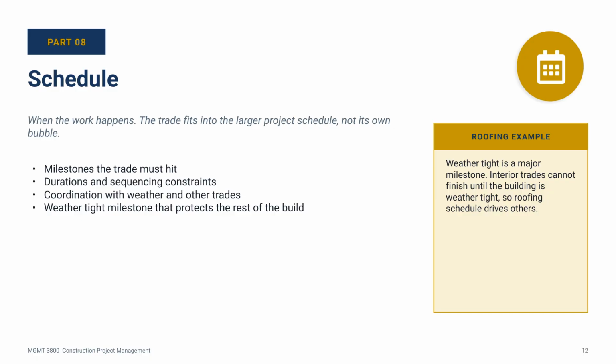The scope says this. It also calls out durations the contractor is expected to commit to and any sequencing constraints. The point is, the trade is not working in its own bubble. It fits into a larger schedule, and the scope tells them how.